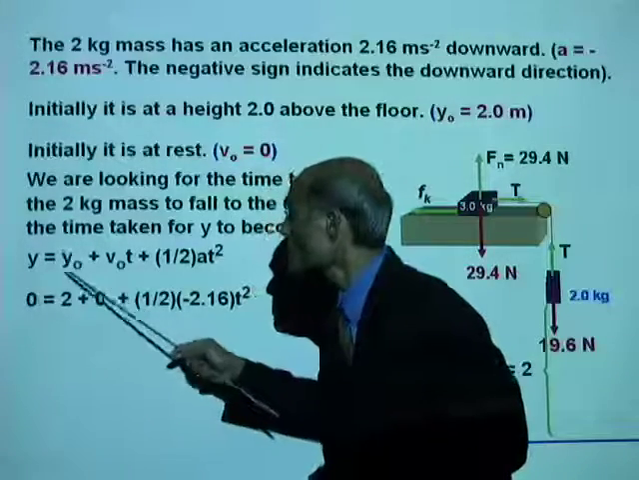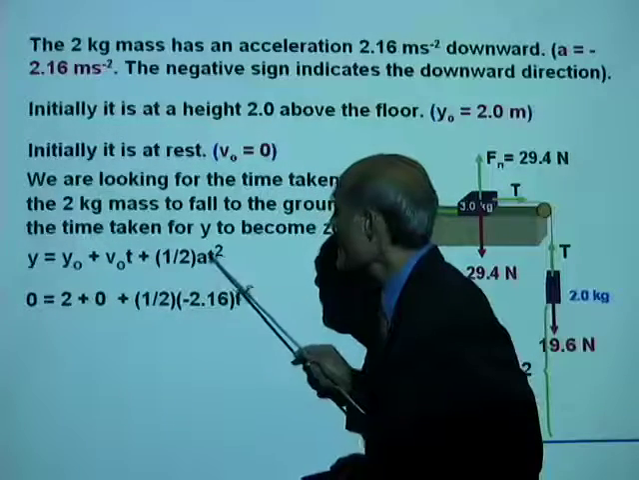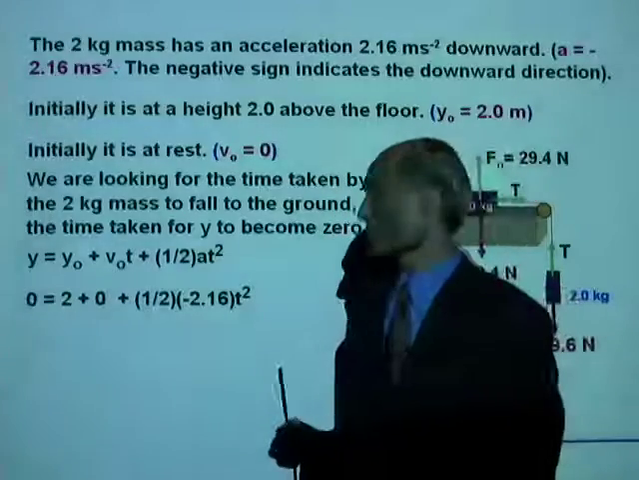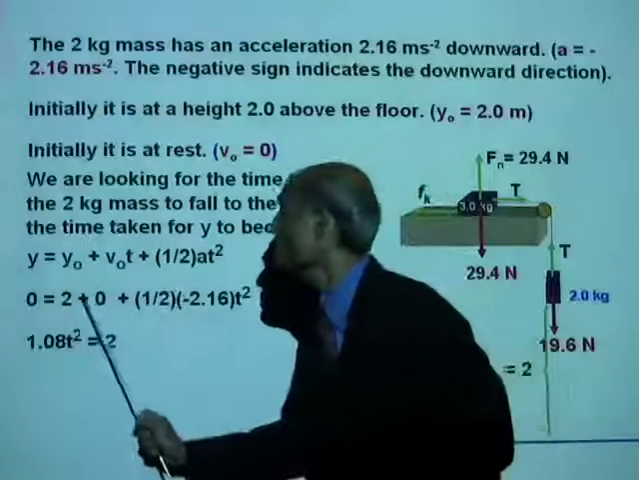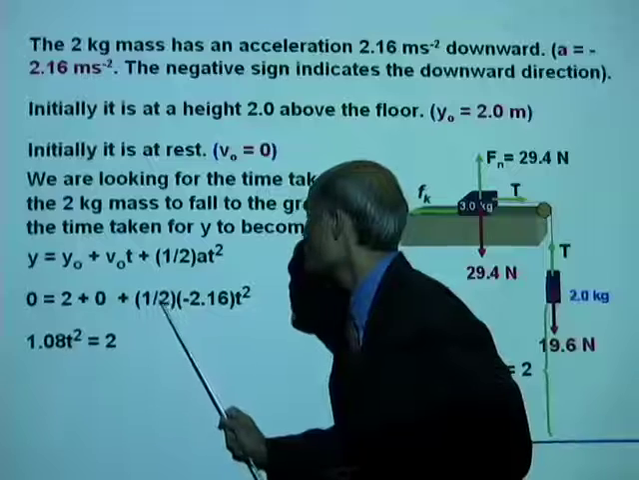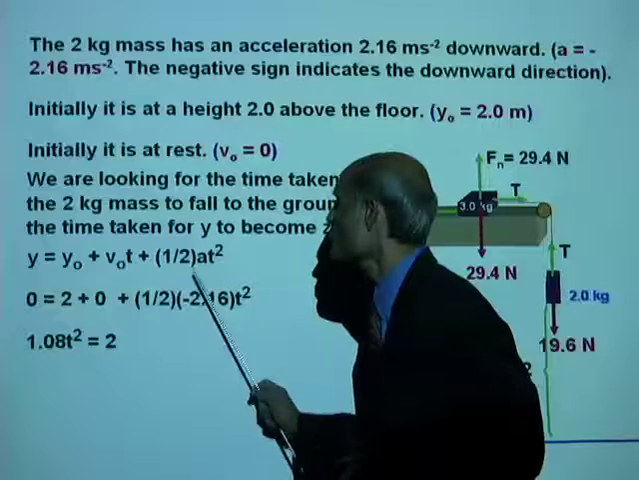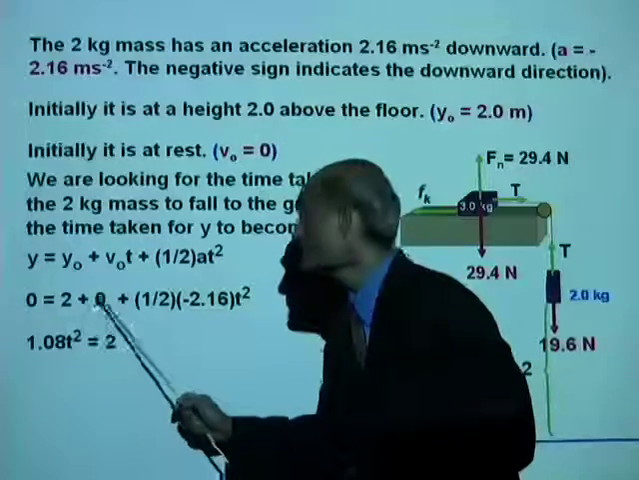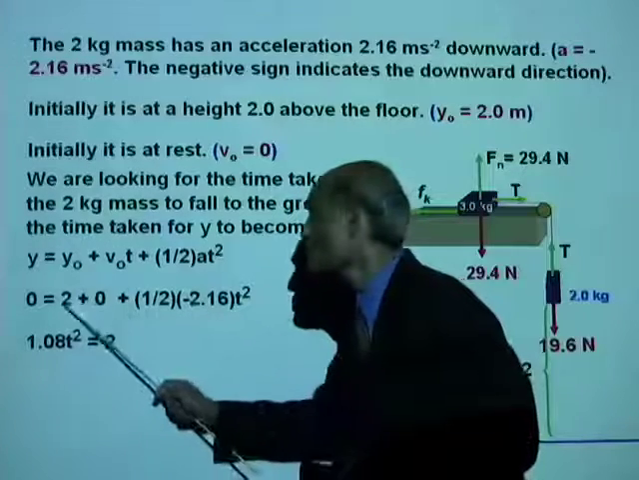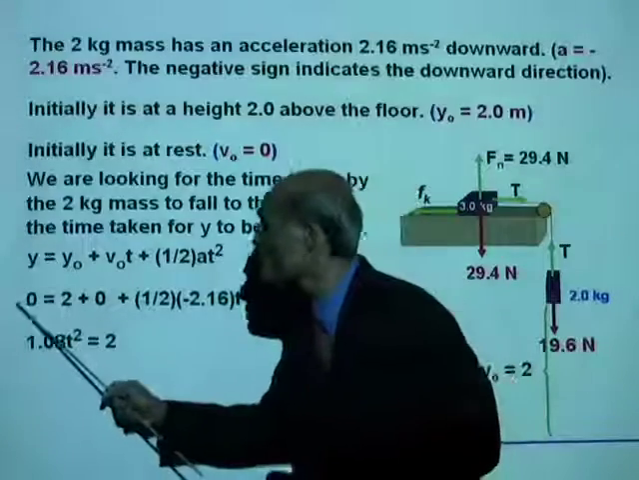So 0 equal to 2 plus 0 plus 1/2 a, where a is negative 2.16, t squared. Now, you can see, this will become 2 minus, what is 1/2 of 2.16? 1/2 of 2.16 is 1.08. So this will be 2 minus, because of this negative sign, 1.08 t squared equal to 0.